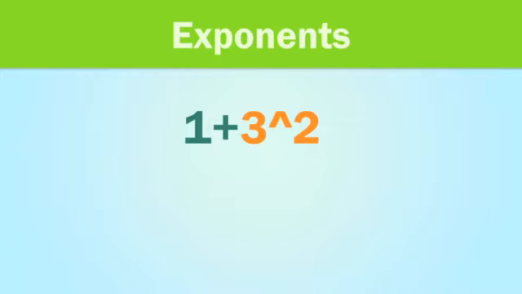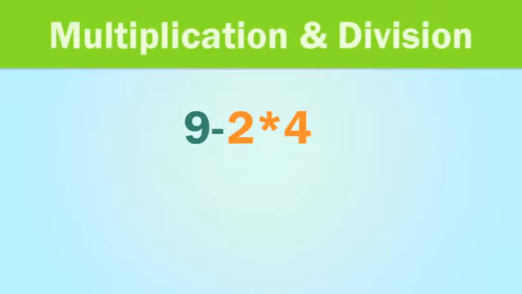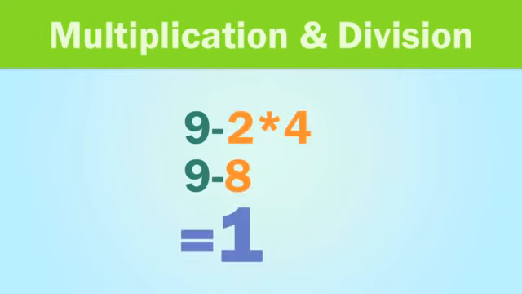This formula contains an exponent, 3 to the power of 2, and we'll need to calculate that first before doing the addition. If you have multiplication or division, that will come next. Here we multiply 2 times 4 to get 8, and 9 minus 8 equals 1.